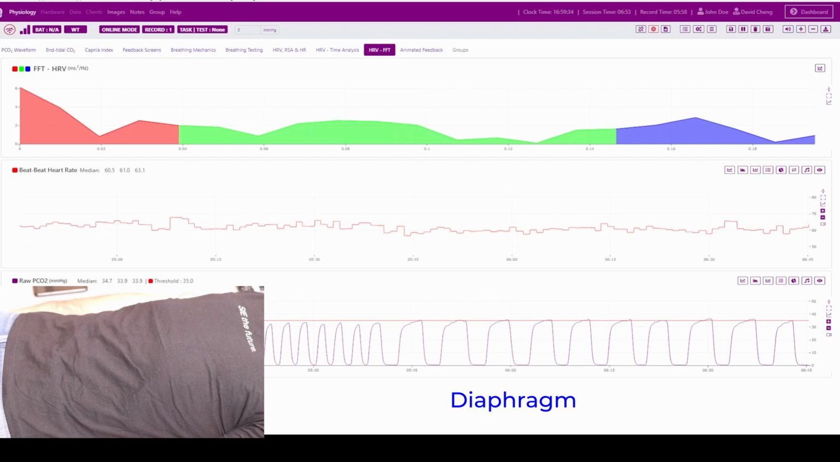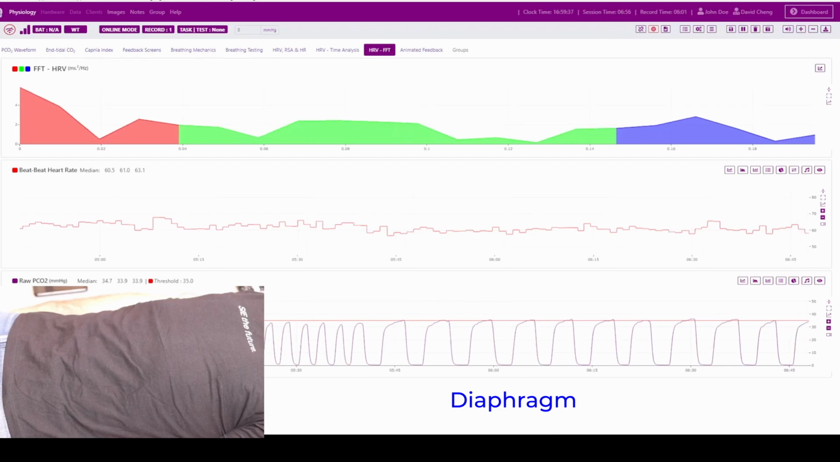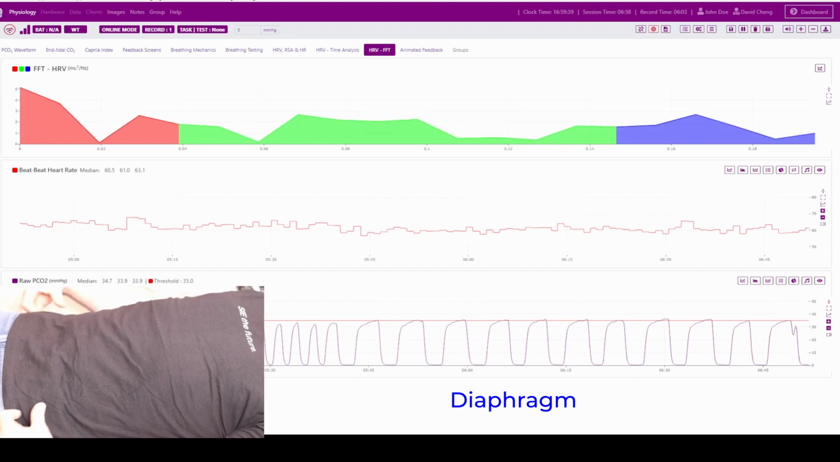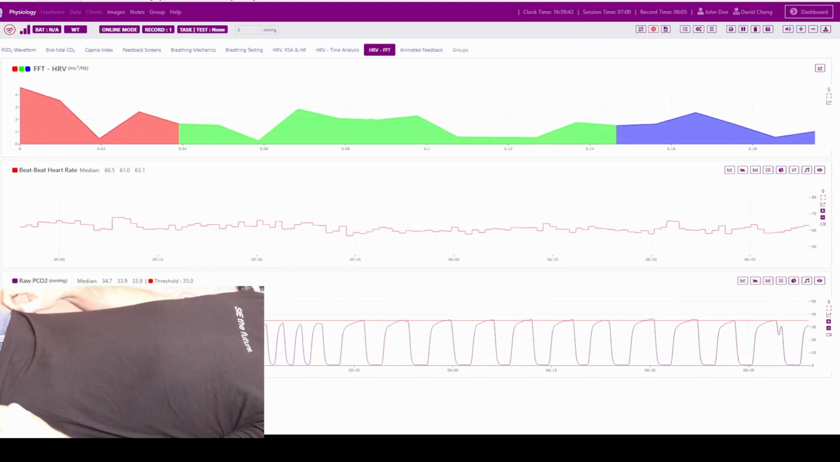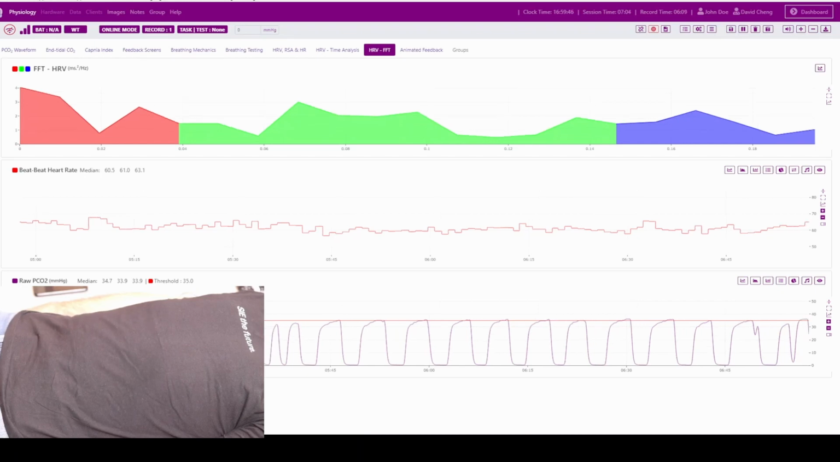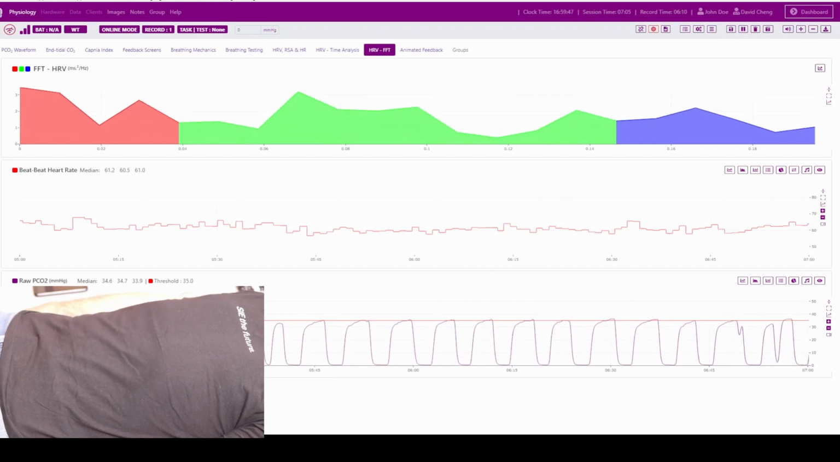Now, part of the training with John over the past several sessions is that we talked about diaphragm breathing, so he's quite aware of it. So he's probably in diaphragm breathing as he was doing his regular breath.